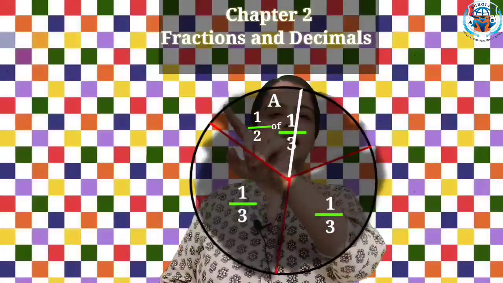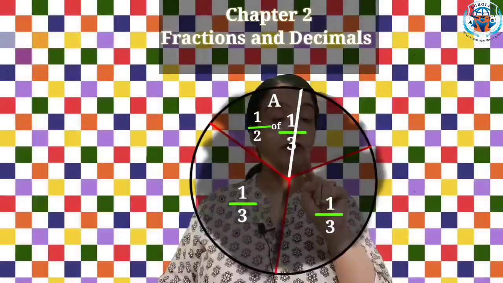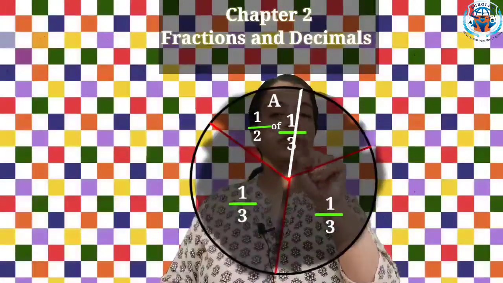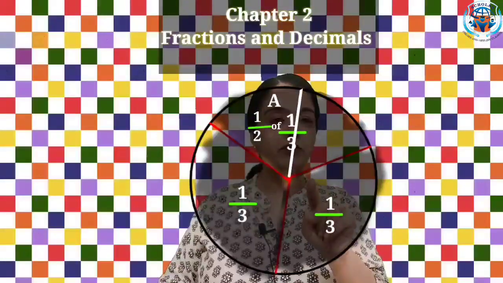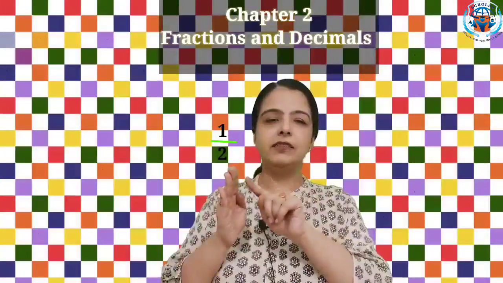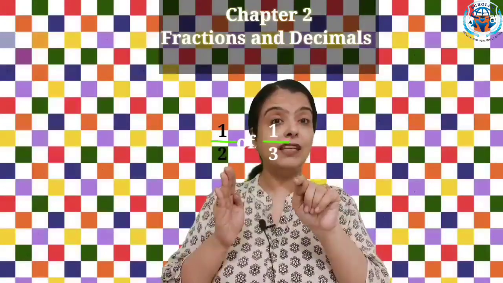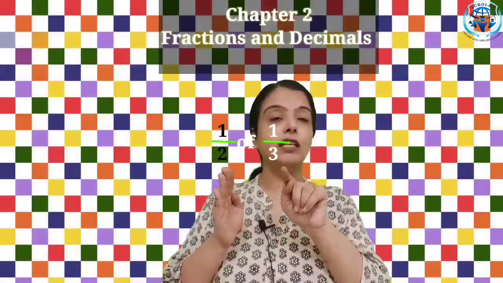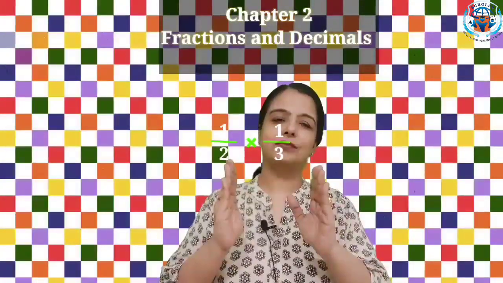If we name it as A, what is the fraction of this part? Half of 1 by 3, because this shaded portion was 1 by 3. Now this is half. That means half of 1 by 3. Now what is half of 1 by 3? 1 by 2, that means half, is a fraction. 1 by 3 is also a fraction. Of means multiplication, that means 1 by 2 into 1 by 3. We have to multiply this fraction by this fraction.